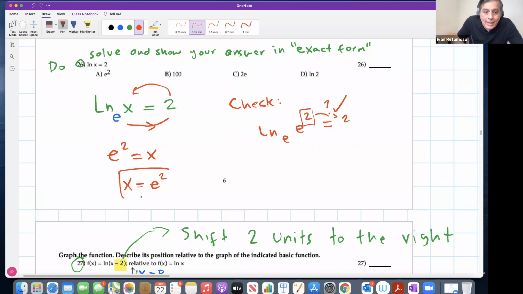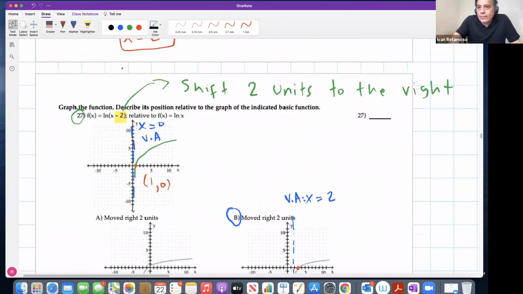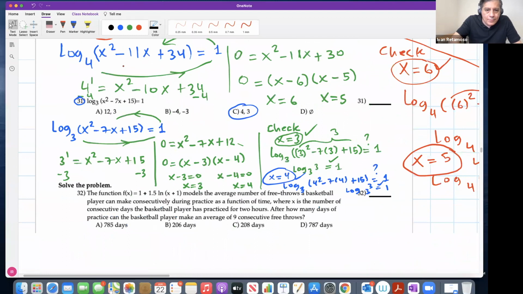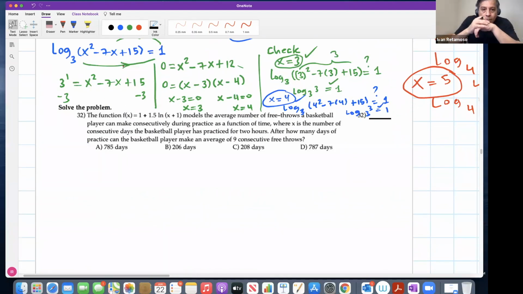So this is it, in exact form. They want it in exact form, so we're talking about this guy. Yeah, excellent, guys. Very good. Now, let's go over this last problem that I want to explain. This is going to serve you for your special assignment 2.